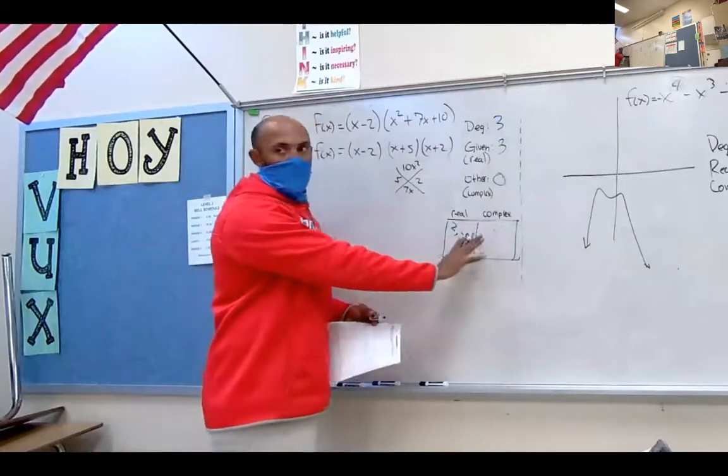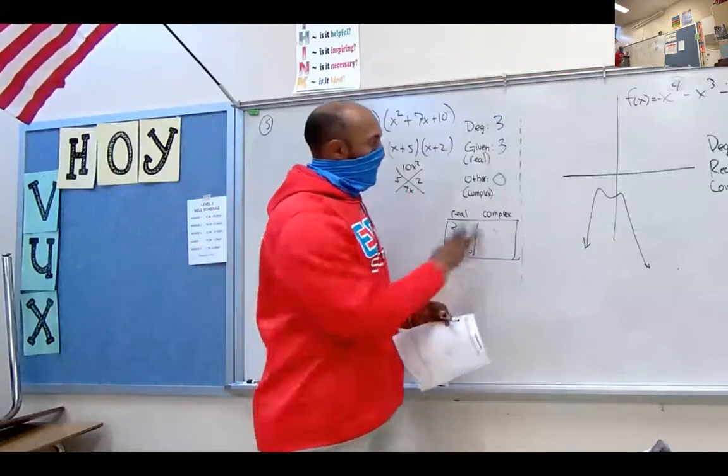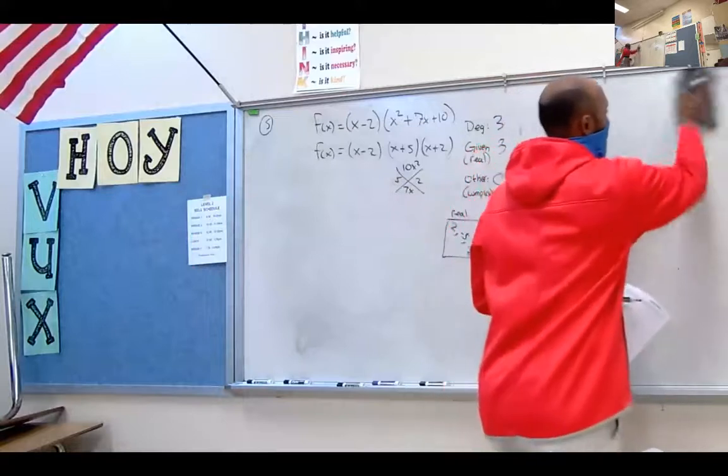So we just have 0. I don't put anything here because I don't want to write 0 as a root. So just leave that blank. Say there's 0 complex roots, leave it blank.